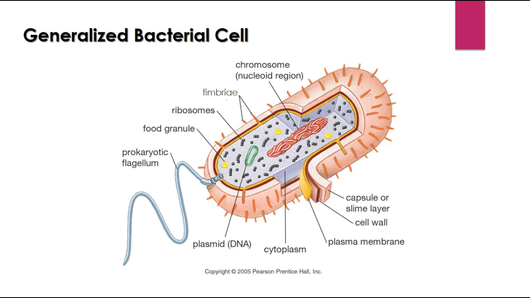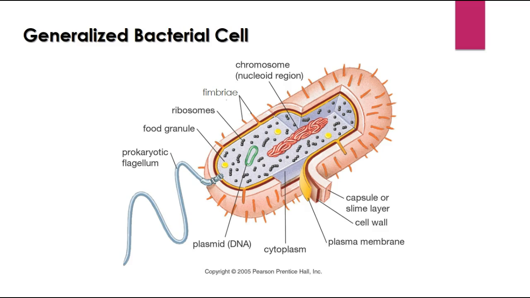This shows you the generalized bacterial cell, and you can see this one has a capsule or a slime layer surrounding the cell wall, and there's also a plasma membrane or cell membrane inside the cell wall. You've got the fimbriae or the pili on the surface that are for attachment. This particular one has a flagellum, which is for movement.